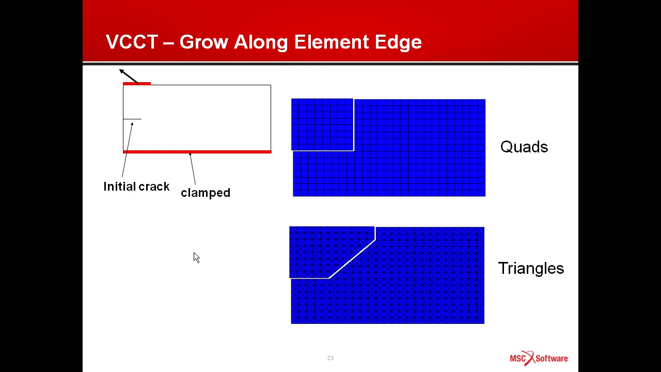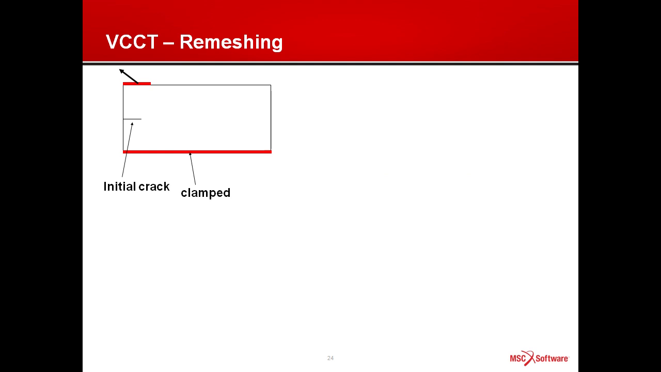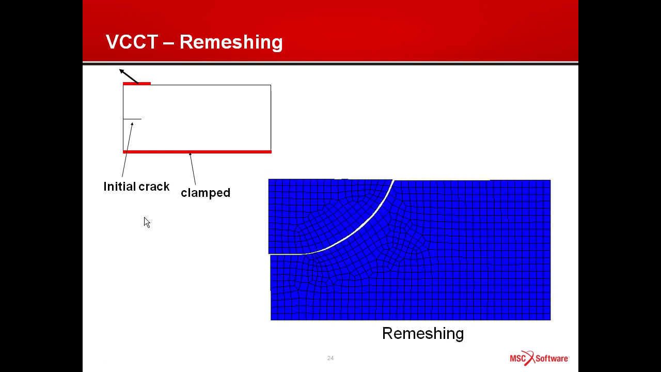VCCT can also grow with remeshing. That's another capability. Let's look at that. This is what it looks like after remeshing. As the crack is growing, the program looks ahead of the crack tip, looks at the max hoop stress and determines which way it's going, and it continues to remesh in front of the crack tip. This allows the crack to very naturally grow in the direction it wants to.